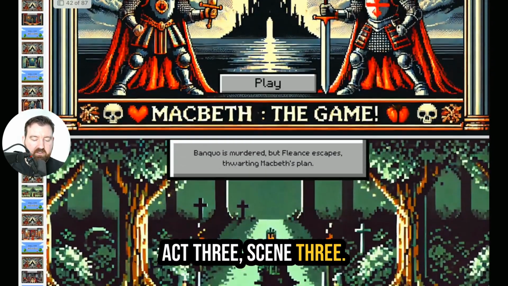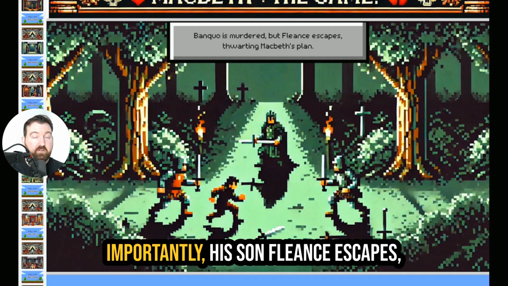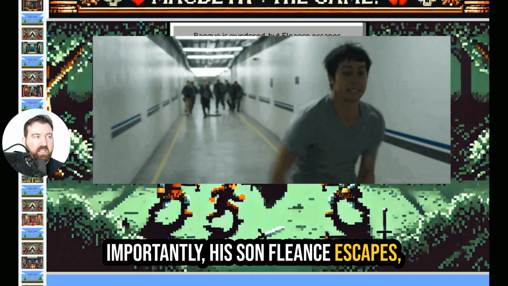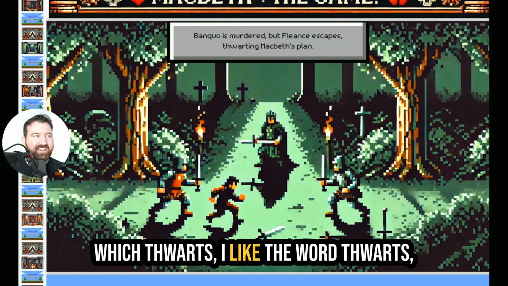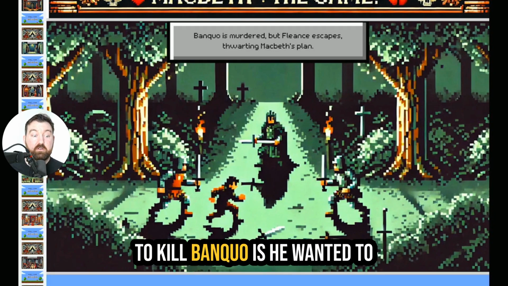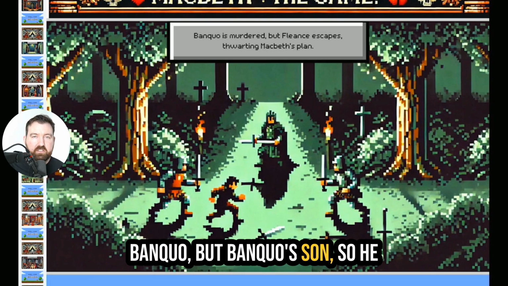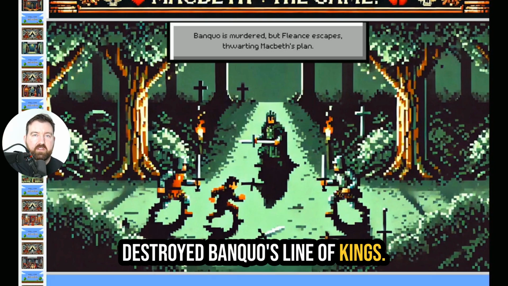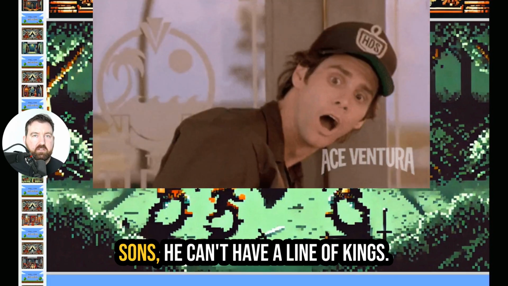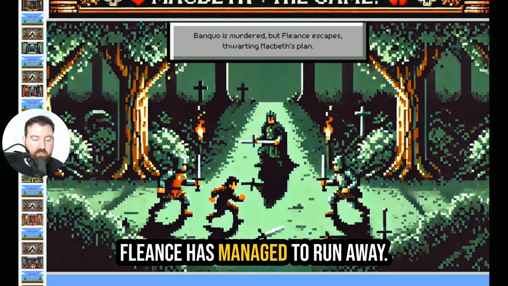Act 3, Scene 3. This is the murder of Banquo. Banquo is murdered, but very importantly, his son Fleance escapes, which thwarts, I like the word thwarts, basically ruins Macbeth's plan. The whole point of Macbeth trying to kill Banquo is he wanted to make sure that he killed not only Banquo but Banquo's son, so he destroyed Banquo's line of kings, because obviously if Banquo has no sons he can't have a line of kings. But that hasn't happened. Fleance has managed to run away.